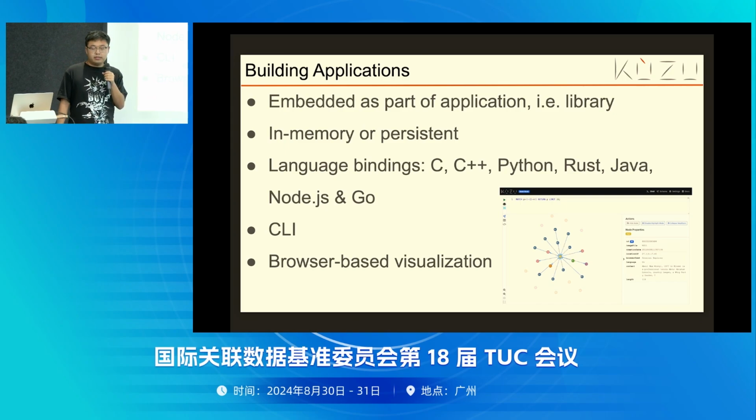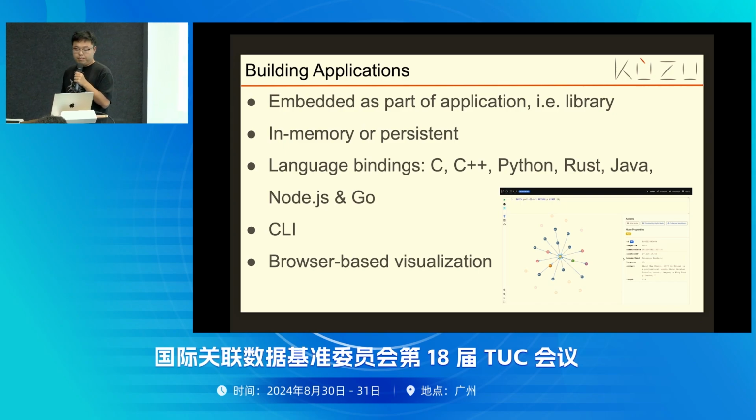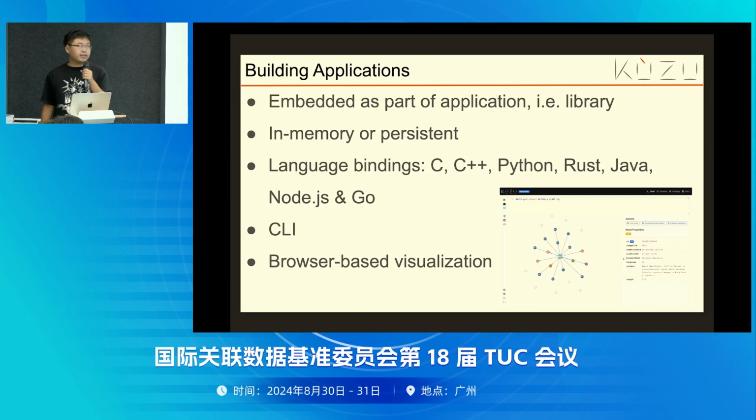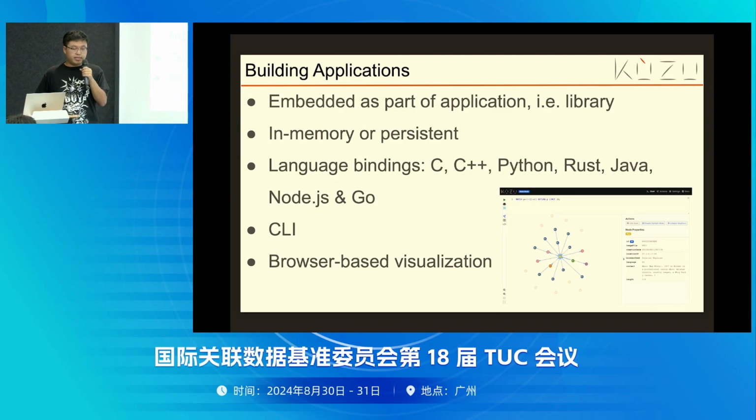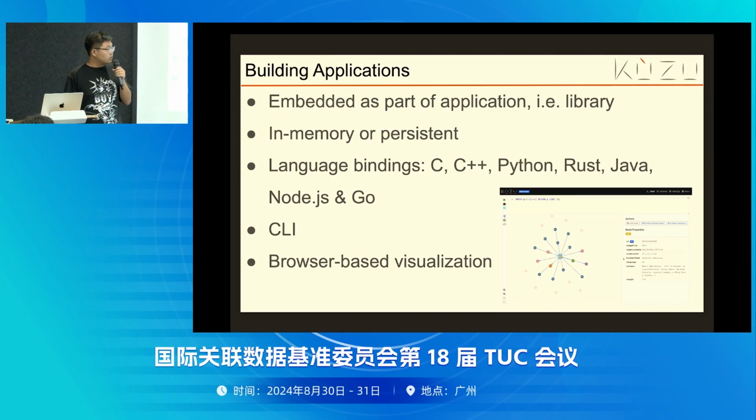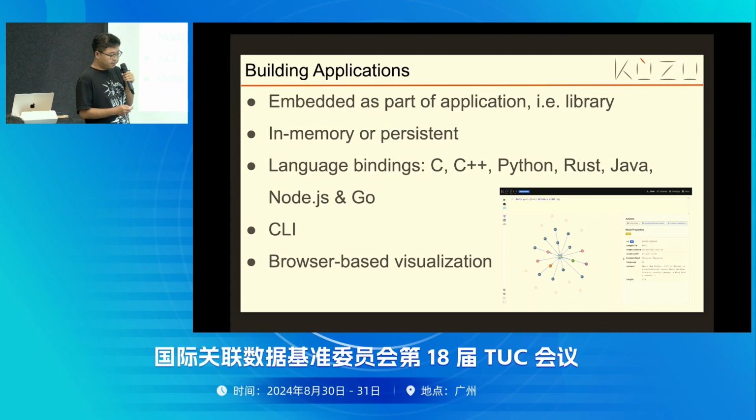API-wise, we provide language bindings for most of the popular programming languages, like C, C++, Python, Rust, Java, Node.js, Go. All these are officially supported. And we also have a CLI and a browser-based visualization tool that allows you to quickly prototype your graph applications.